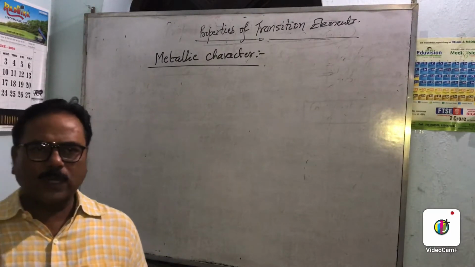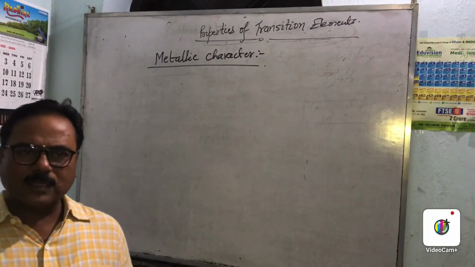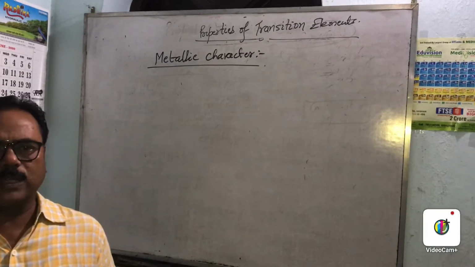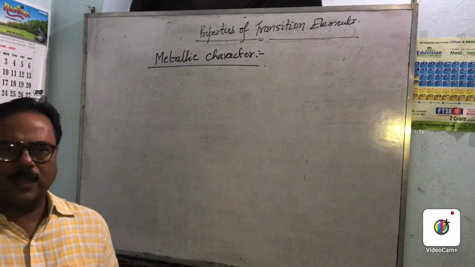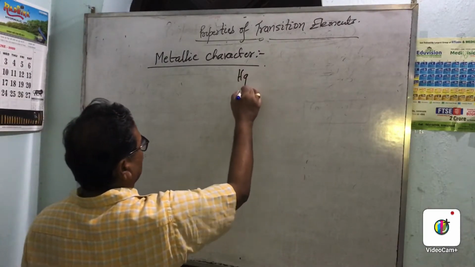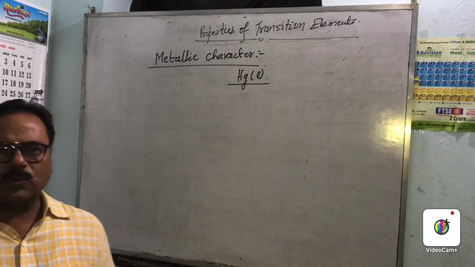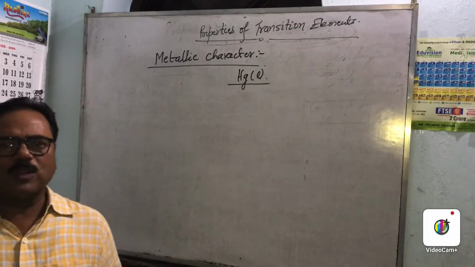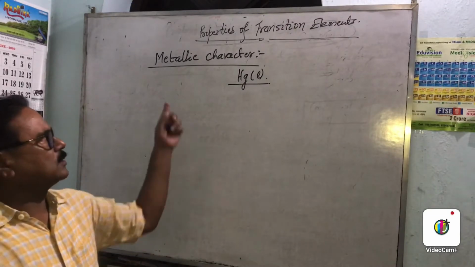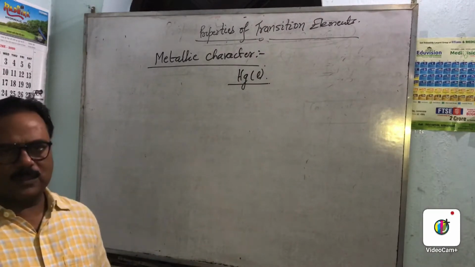Except one, that is zinc group, that is mercury. Mercury is the metal that exists in the liquid state. Except that, there is no such exception. So remember, mercury is in the liquid state, and this is a transition metal. Now why are they called metallic? Because they form the metallic bond, and that's why they show the metallic character. So this is all about the metallic character.